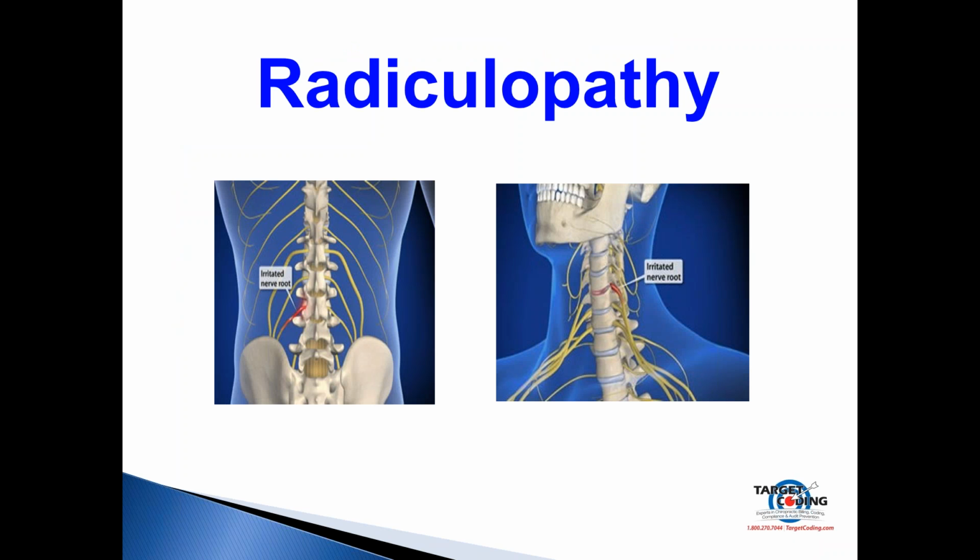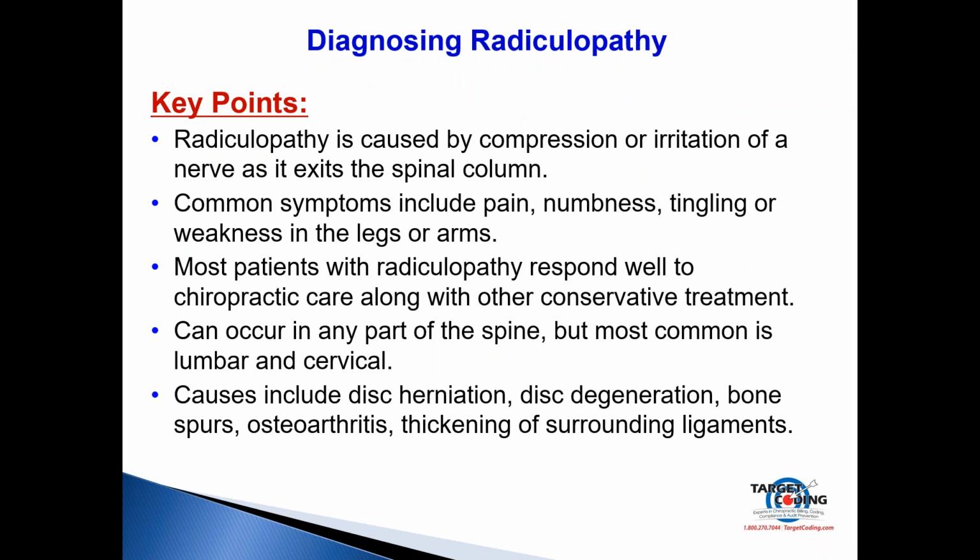So let's begin with radiculopathy. Let's go over some of the key points regarding radiculopathy. Radiculopathies are very common in chiropractic settings. Radiculopathy is a compression or irritation of the nerves as they exit the spinal column. So common symptoms include arm and leg pain, numbness, tingling, weakness in the legs or arms. Many patients seek out chiropractic care for radiculopathy type of conditions and respond very well to chiropractic care. Now, radiculopathy can occur in any part of the spine, but it's most common in the lumbar and cervical, and that's where we're going to be focusing on today, cervical and lumbar radiculopathies.